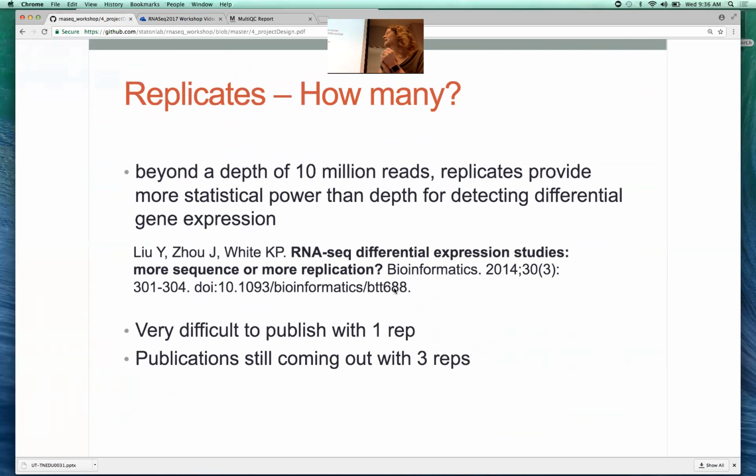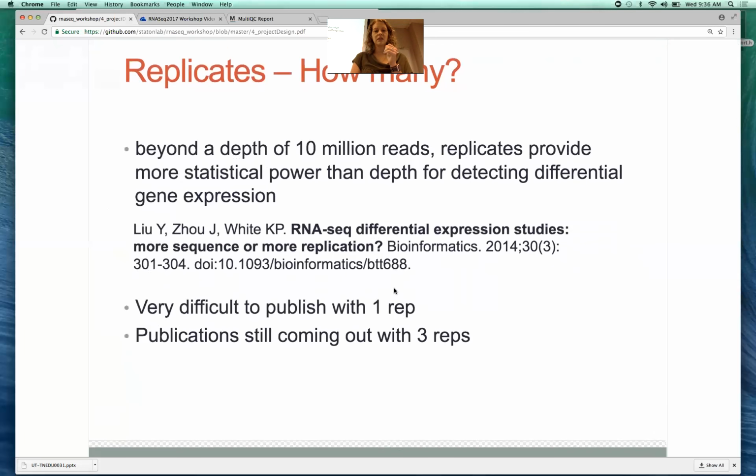If you have one replicate, it's gonna be really hard to publish. You may be able to do one control and one experimental next generation sequencing run and then go verify your gene expression with RT-PCR or something like that. But in general, 5 to 10 years ago, it was not hard to get published with one replicate. Now it's nearly impossible. I still see publications coming out with 3 replicates. I think that's changing quickly.